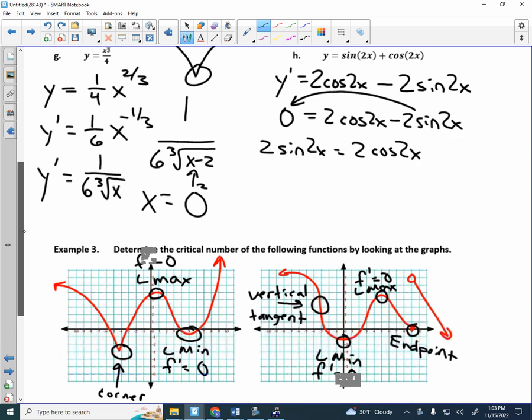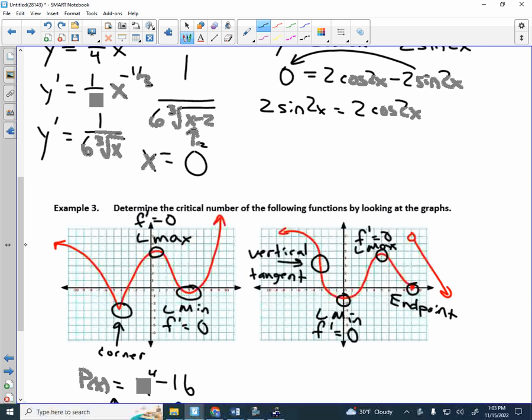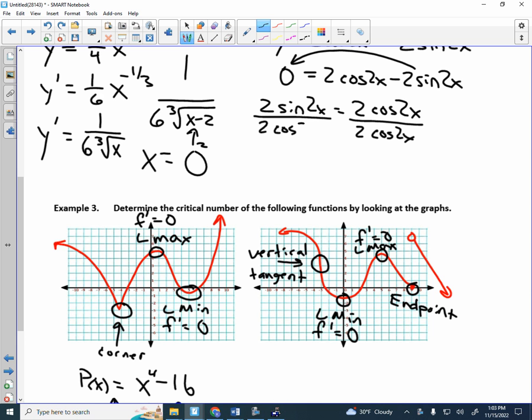Okay. So there are multiple ways of looking at it. I'm going to just add the 2 sine of 2x over the other side. Anybody know what I want to do now? I'm going to divide by 2 cosine of 2x. Okay. What do you end up with on the left-hand side? The 2's cancel. And what's sine over cosine? So I get tangent of 2x is equal to 1.